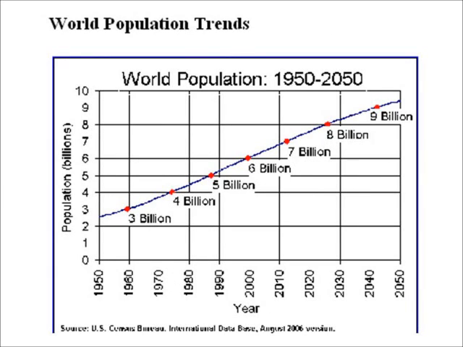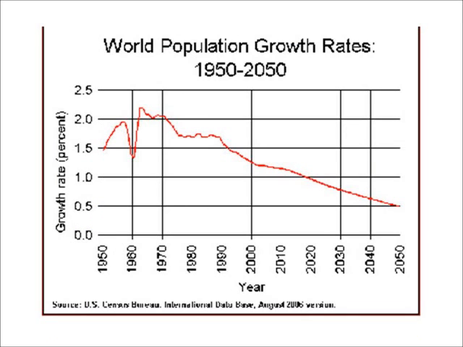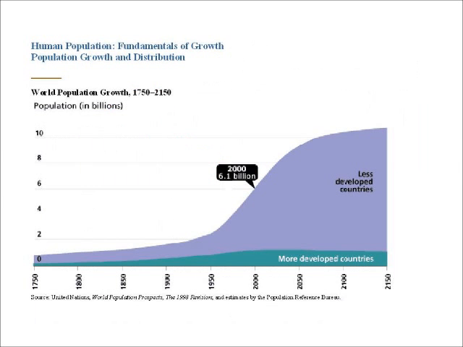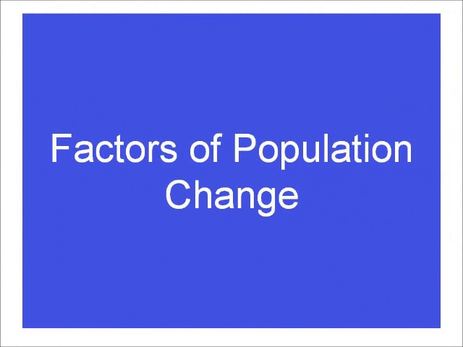The world's population is growing. It's projected to be over 9 billion by 2050. But the rate of growth is decreasing. And the population growth is occurring in the less developed countries. What are the factors that affect population change?